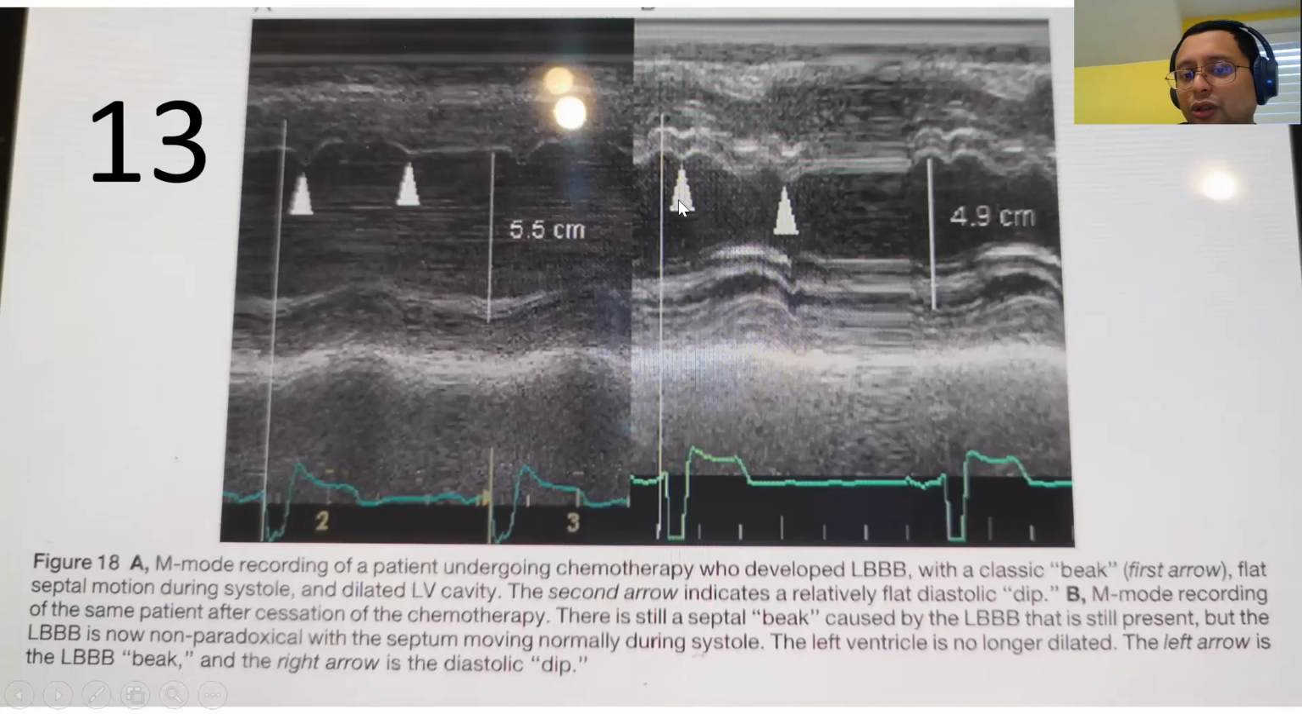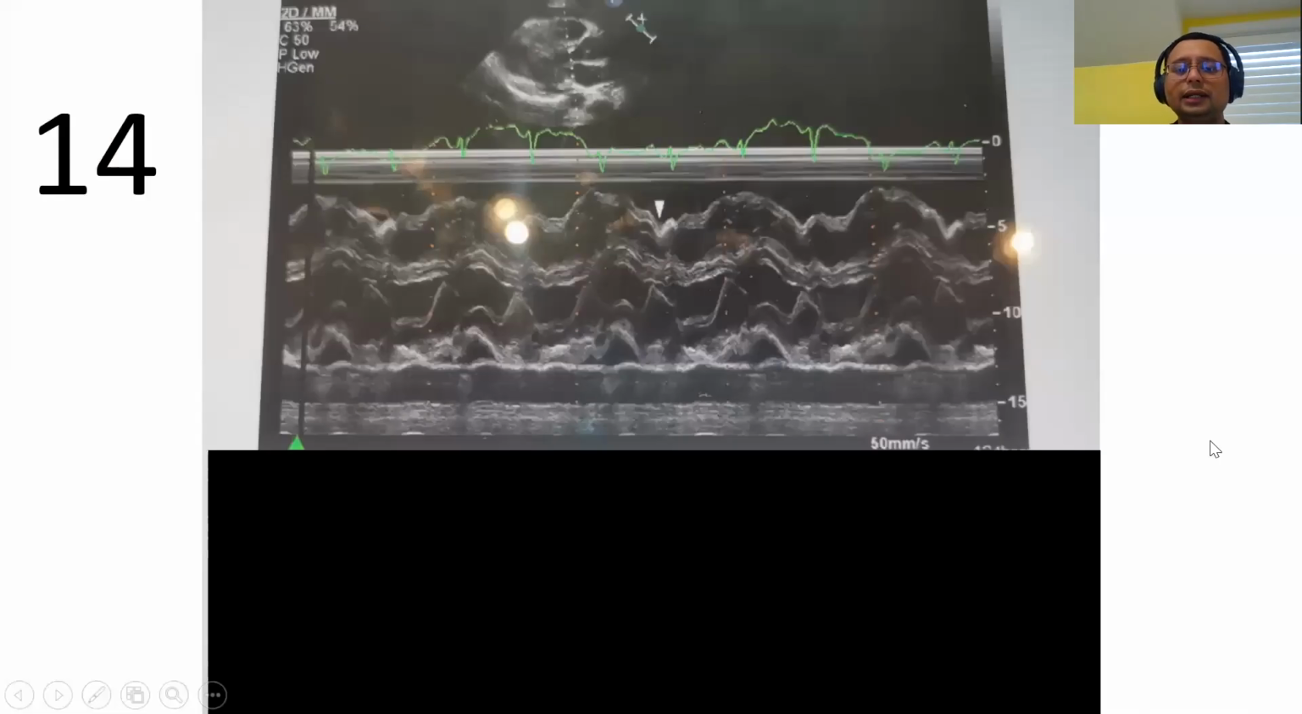In this patient, even though the patient does have this diastolic beaking, you can see that during systole there is still movement of the interventricular septum towards the left ventricle. So this is not a typical electromechanical dissociation. This is a typical electromechanical dissociation. So let's look at the next one.